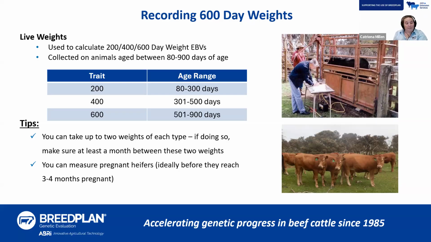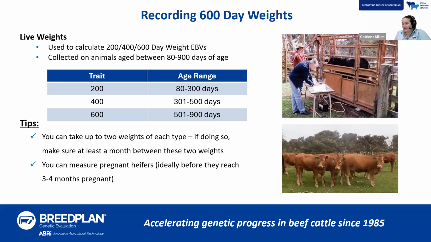Where possible, we recommend that they are recorded before they are more than 3 to 4 months pregnant, because at that stage, a fetus isn't going to have a large impact on their live weight. So where you can, please measure them early, and that can be from 501 days onwards. So you can bring them back, you don't have to wait to 600 days, bring them back and do them at 550 days if that's going to fit in with how pregnant, trying to get them done before they're more than 3 to 4 months pregnant.